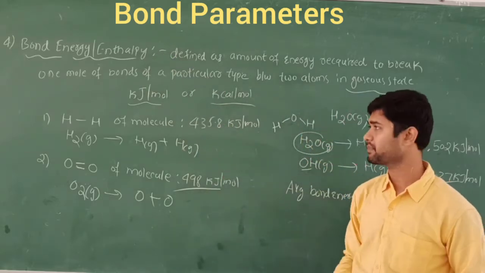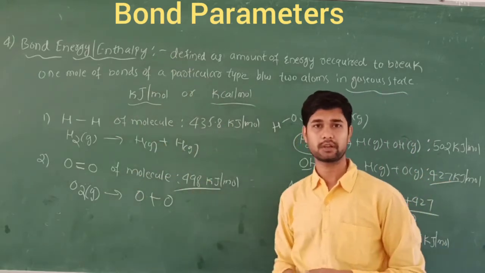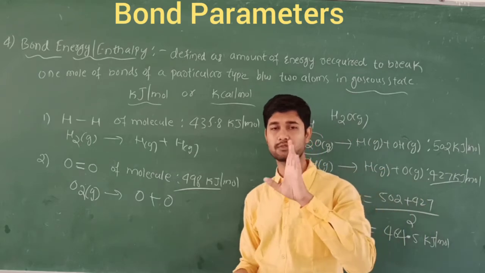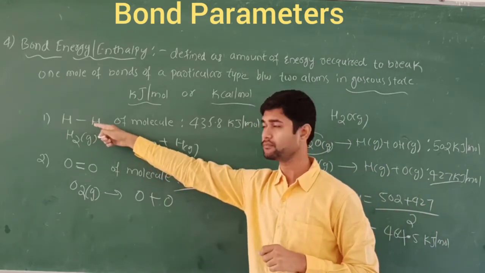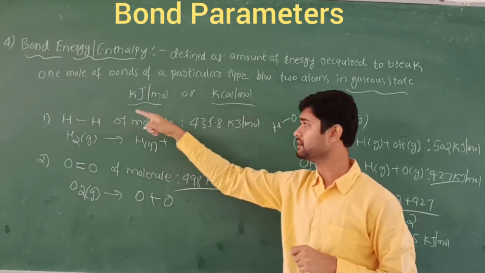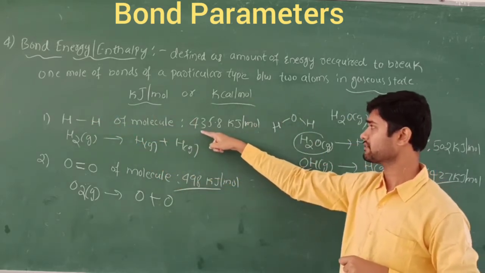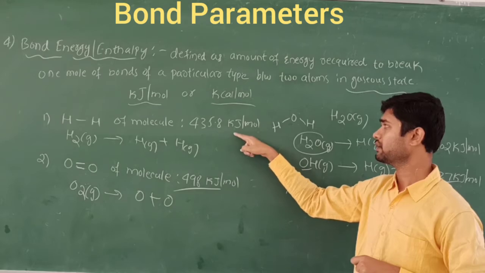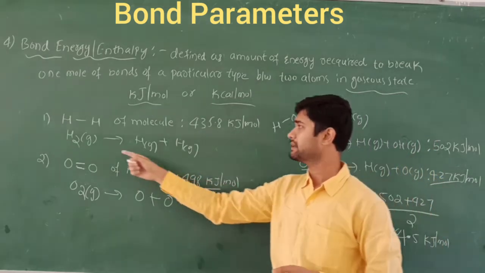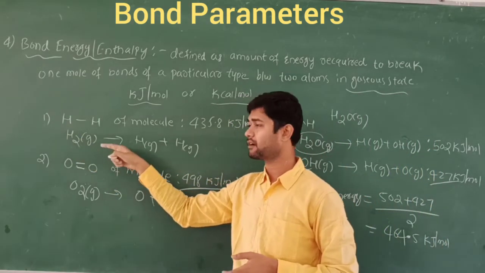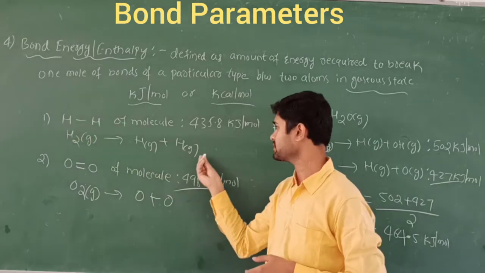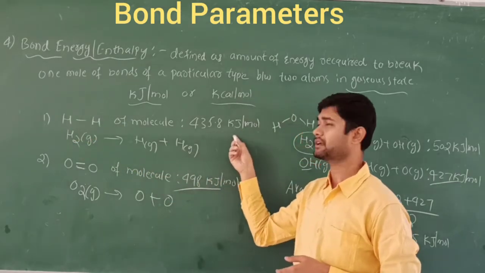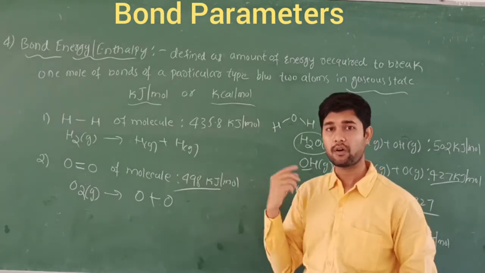Let's take a simple example, the hydrogen molecule. Only one bond should be there, so the bond order should be 1 for this hydrogen molecule. It requires 435.8 kilojoule per mole. Why? Because this should be in the gaseous form. In order to break this bond between two hydrogen atoms, it requires 435.8 kilojoule per mole. What about oxygen?